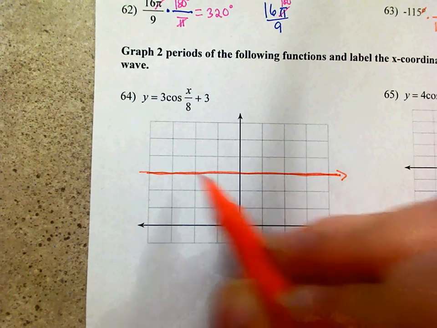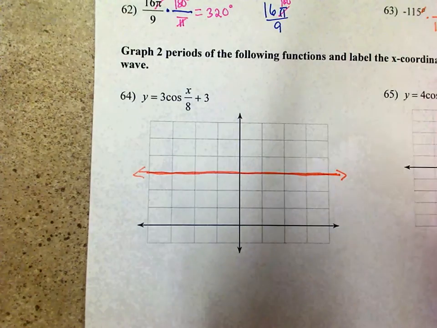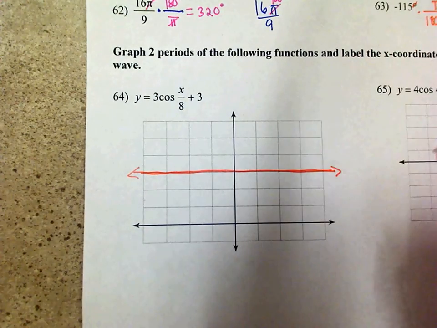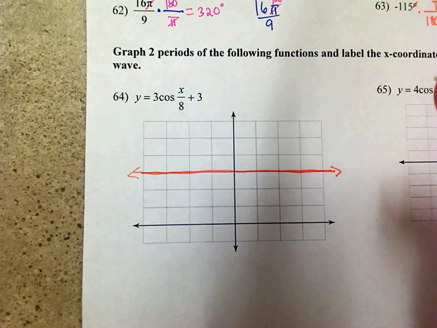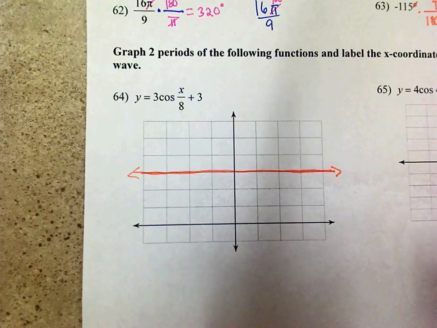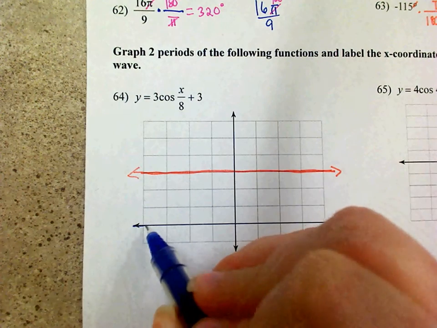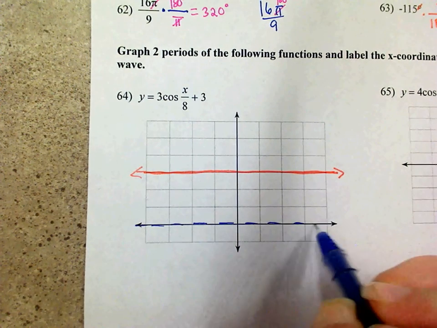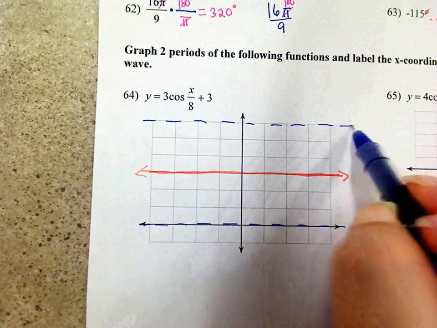And then it says it has a 3 in the front, and we have to remember that the number in the front of the sine or cosine, multiplied, not added or subtracted, but multiplied, is the amplitude. So that's how high and how low you go. So we go down 3 and up 3. And those are my amplitude lines.